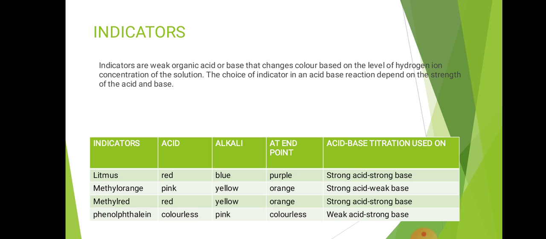Methyl red, on the other hand, in an acid is red, in an alkali is yellow. At the end point of a reaction, it is orange and is suitable for titrating a strong acid and a strong base. Lastly, phenolphthalein in an acid is colorless, in a base is pink. At the end point of a reaction, it is colorless and it is suitable when you are titrating a weak acid and a strong base. Take note, for a weak acid and a weak base, there is no suitable indicator.